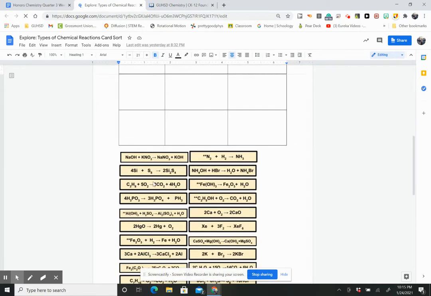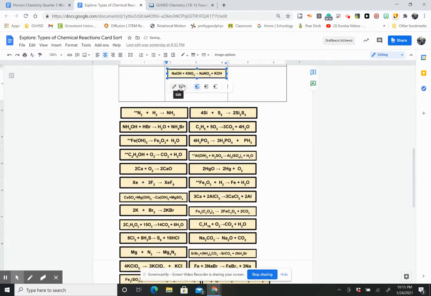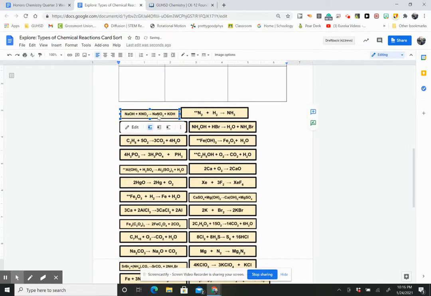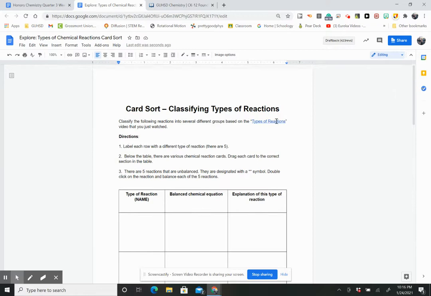Then down here, you're going to see all of these different cards, and these are going to be draggable. You're going to take that card and drag it up to a square, and that's going to be one type of reaction. So you're going to categorize all of these different cards based on the 5 different types of chemical reactions. That's going to be based on this video that you watch through Tyler DeWitt.